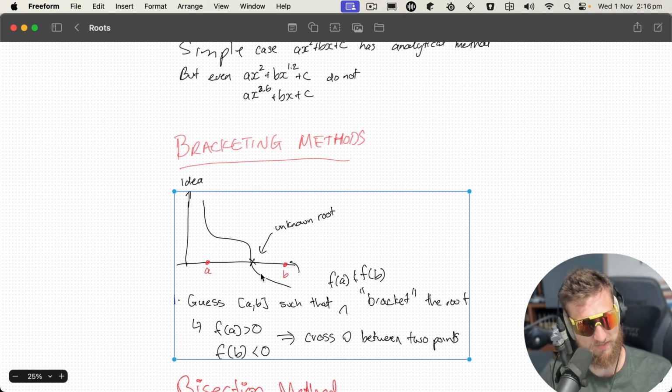So a bracketing method is very simple. You pick an initial guess, A and B, or lower and upper, they're sometimes called, and you want to try and bracket the root.